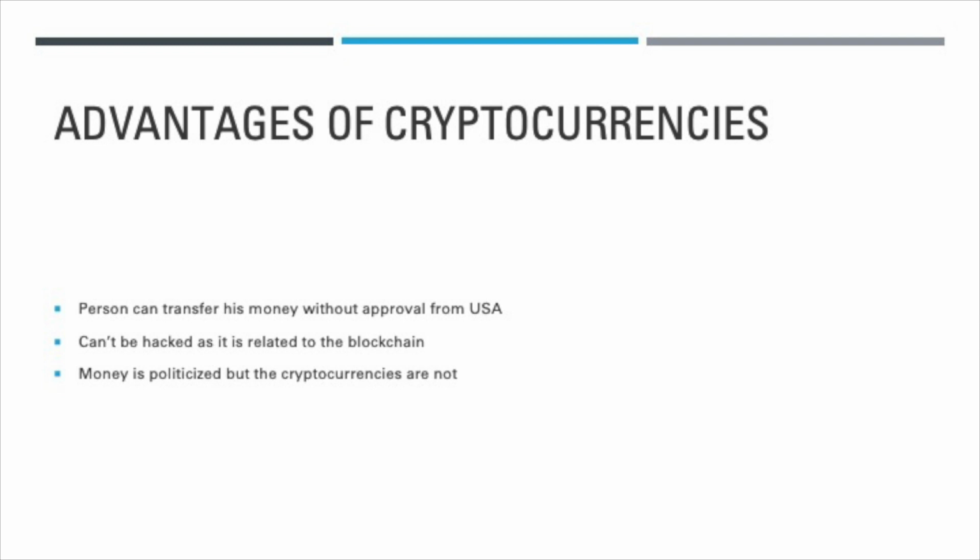Advantages of the cryptocurrency. There are good advantages for it. Number one, if you want, for example, to transfer money from here to your country, you know, it goes through USA. All the transfers need approval from the USA for any amount, especially if you are 5,000 and above. They need approval. So it goes through a filter.